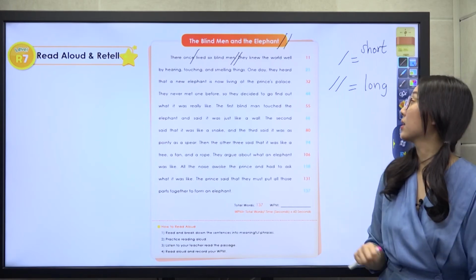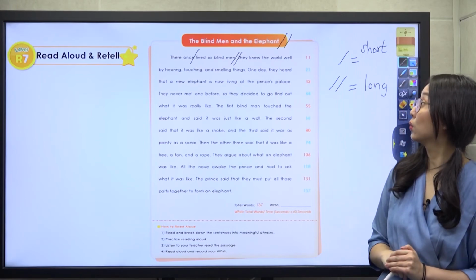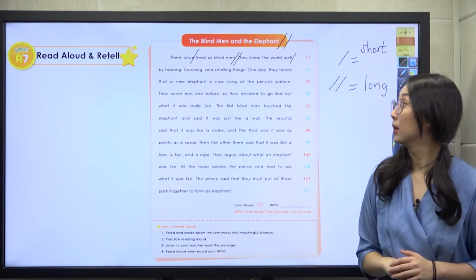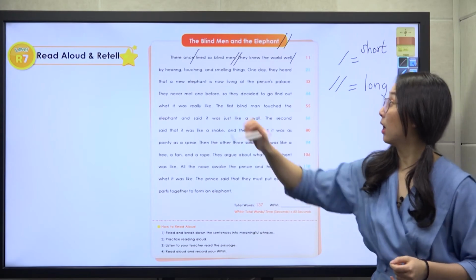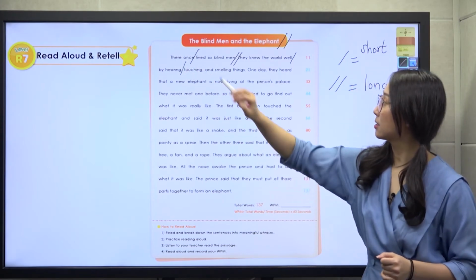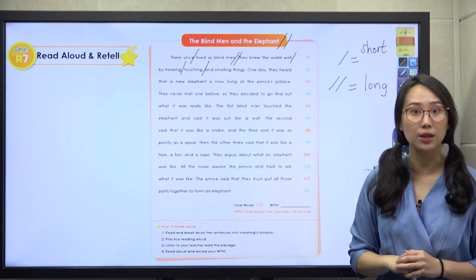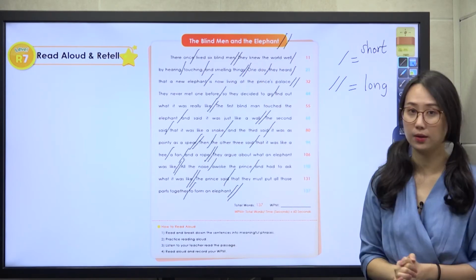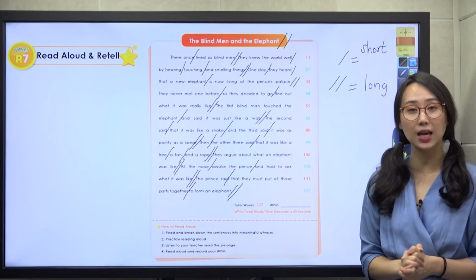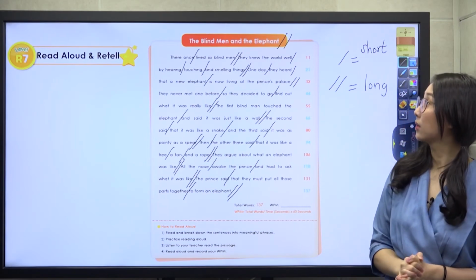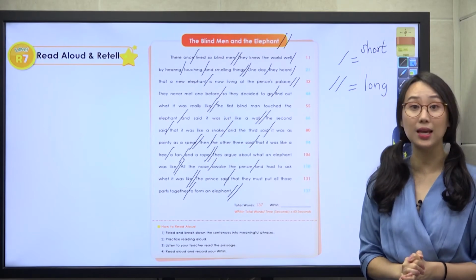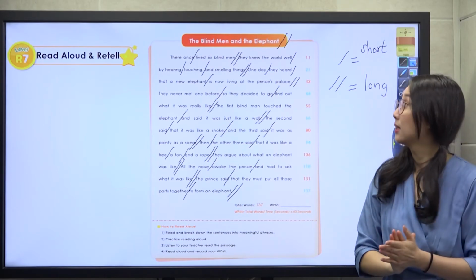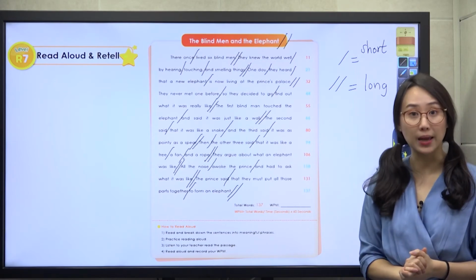Let's go ahead. It says, they knew the world well. Stop. By hearing, stop. Touching, stop. And smelling things. Stop, stop. Okay, let's go ahead and do it together. All right, let's start reading. The Blind Man and the Elephant. There once lived six blind men.